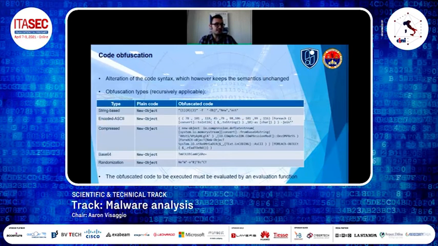Another feature used by attackers is code obfuscation. We can define code obfuscation as the alteration of the code syntax, which keeps the semantics of the code unchanged. In PowerShell, we can perform some types of obfuscation, which are classified in this way: string-based, encoded, compressed, base64, and randomization. The obfuscated code, to be executed, must be evaluated by an evaluation function, typically the Invoke-Expression commandlet or a recursive call to PowerShell.